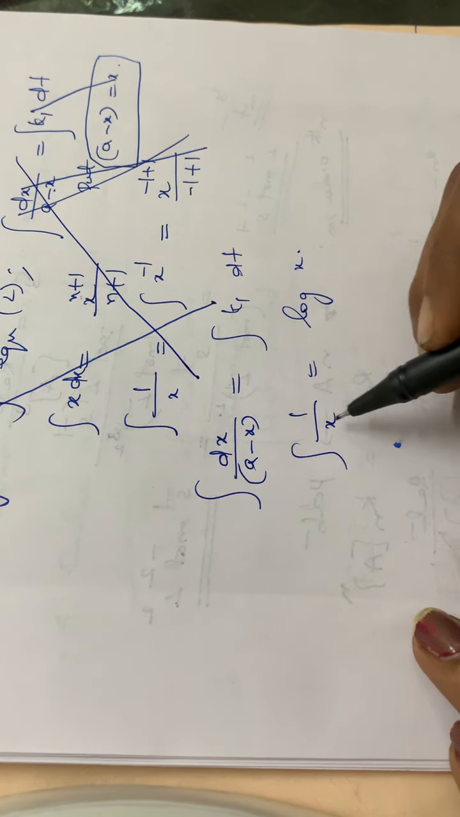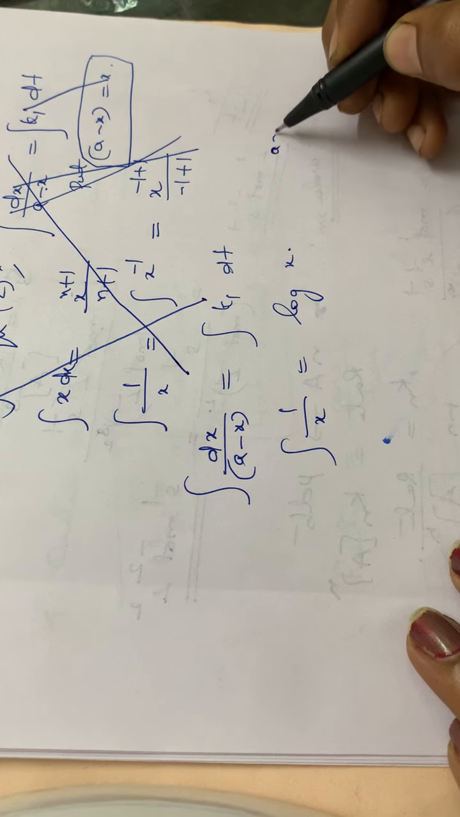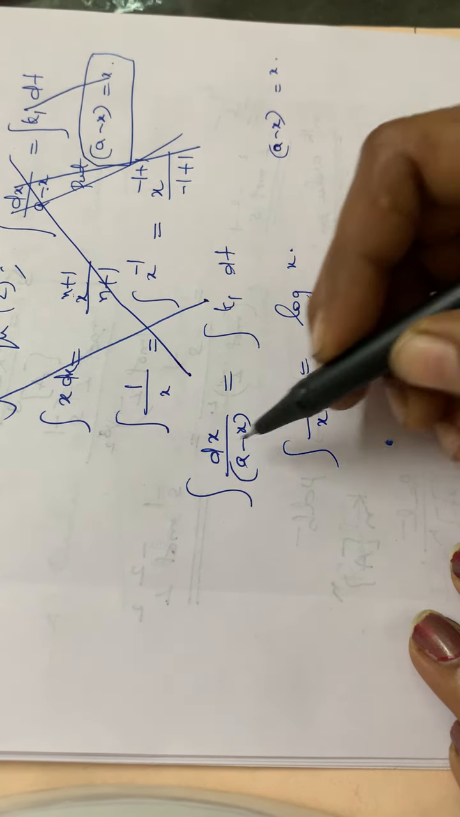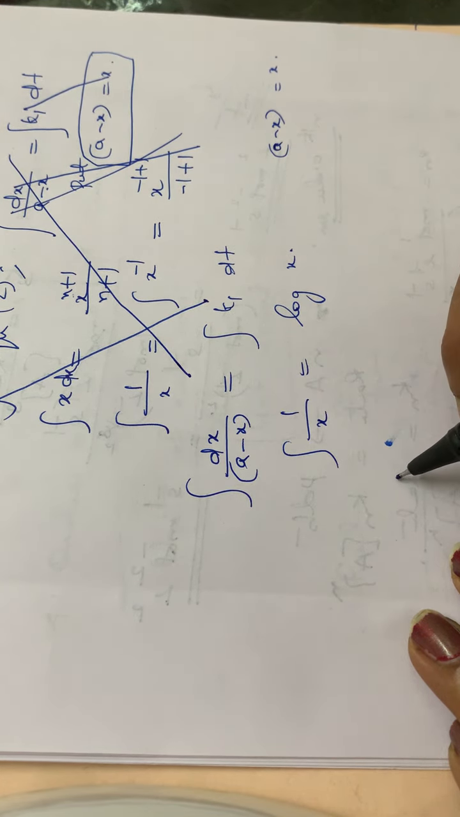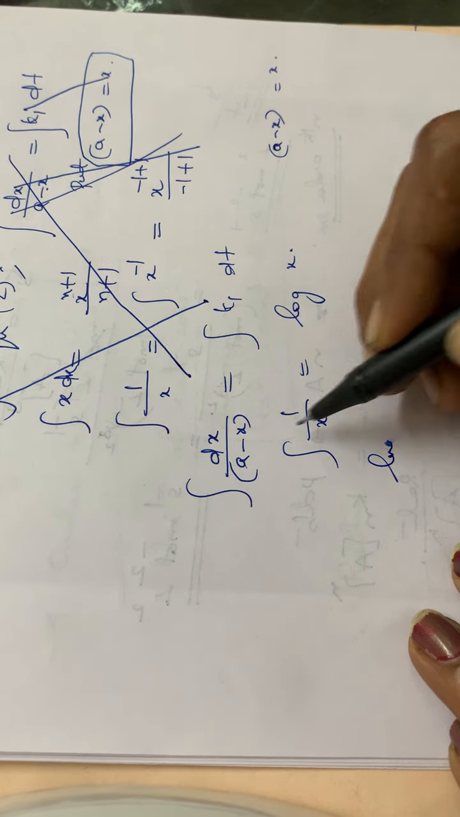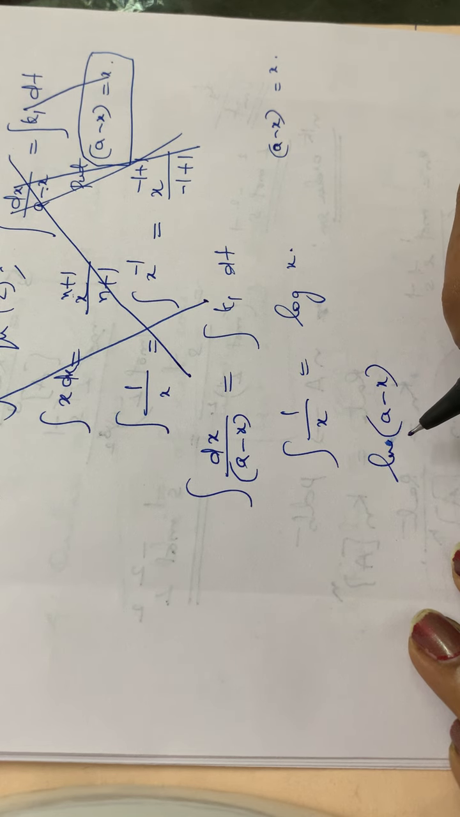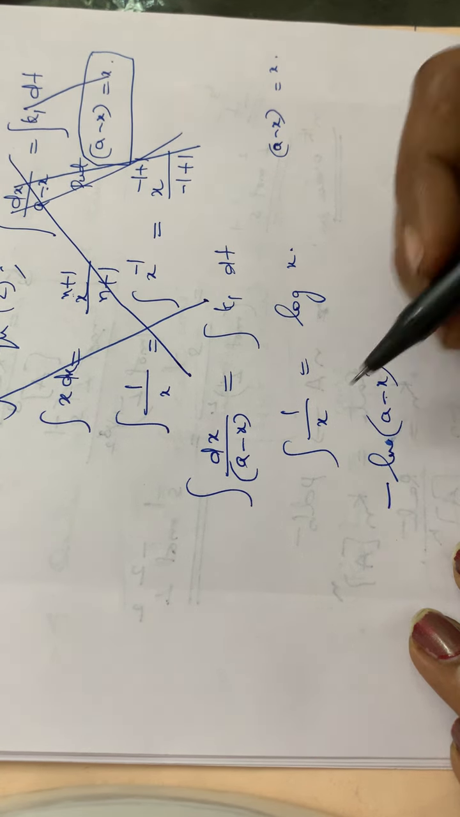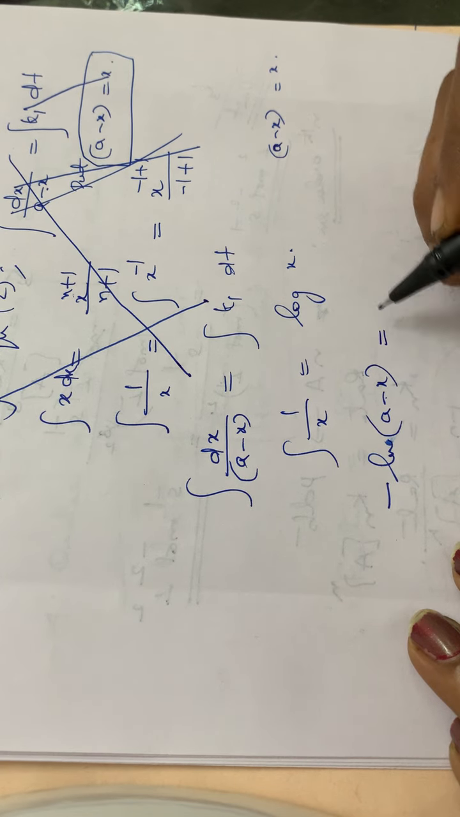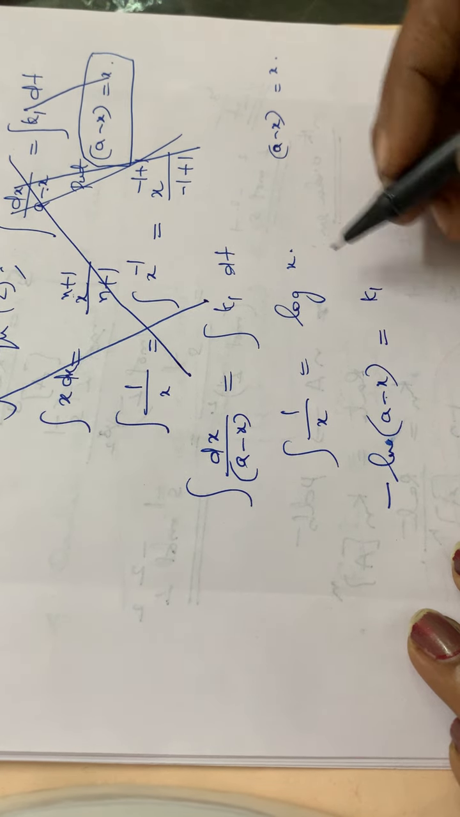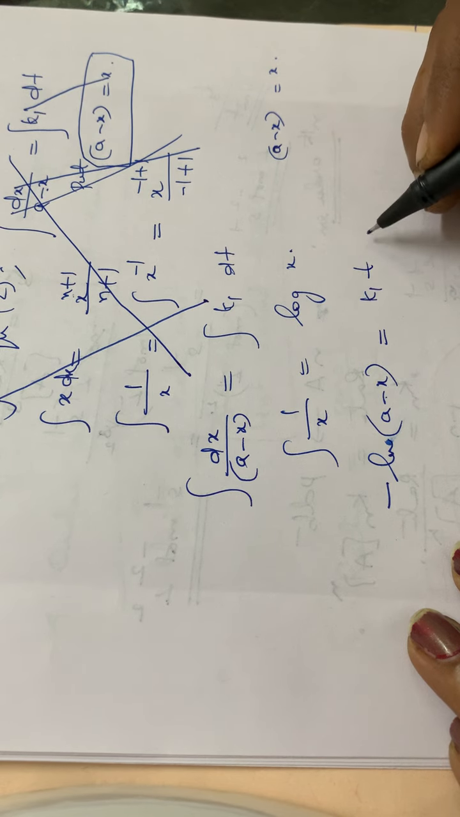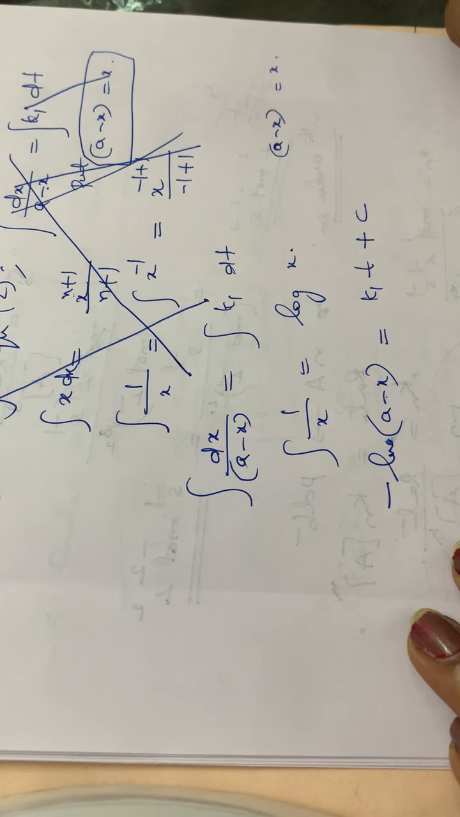So what happens? See here, instead of a minus x, I am putting it as x. So it becomes log x, isn't it? So here it is ln, instead of x, a minus x. So it will be ln a minus x, isn't it? Then again, one minus sign is also there. Integral of minus x is minus 1, so one negative sign will be there. So minus ln a minus x is equal to k1 into integral of dt. Integral of dt is t plus a constant of integration c.